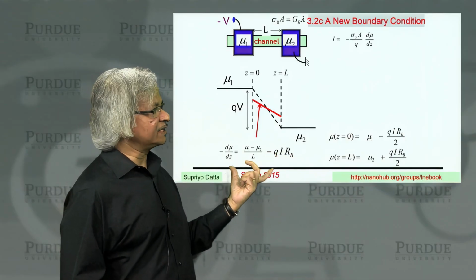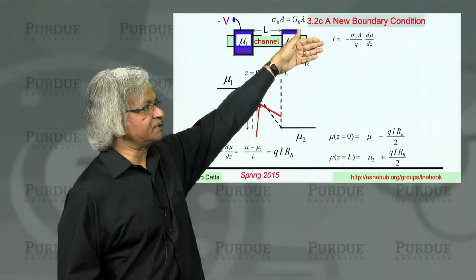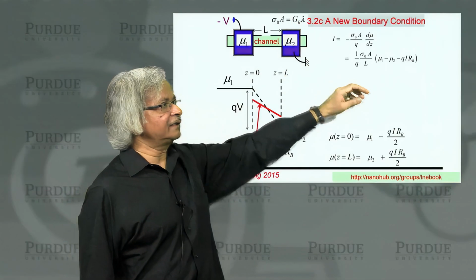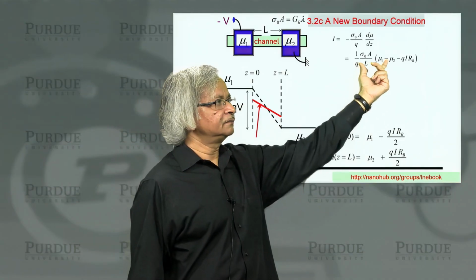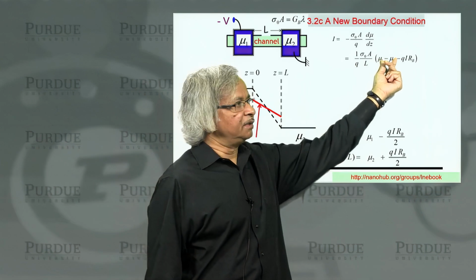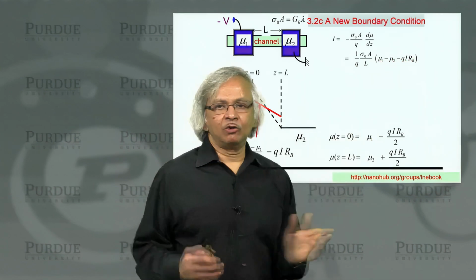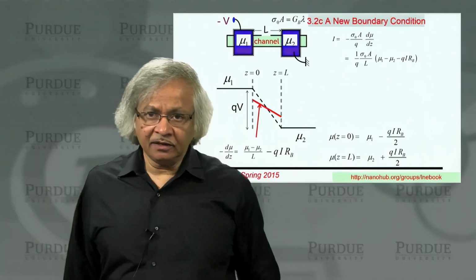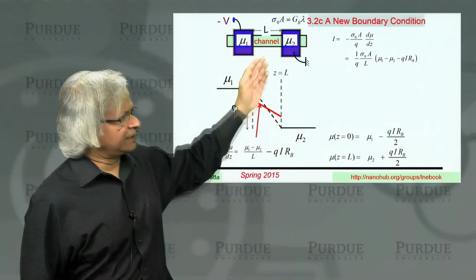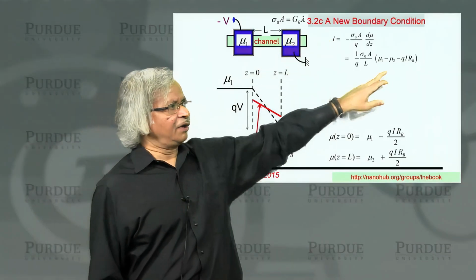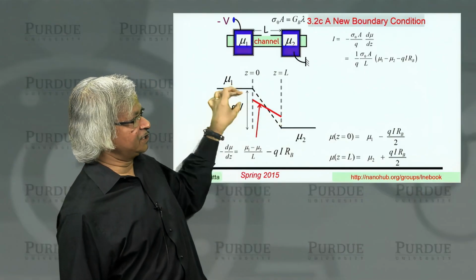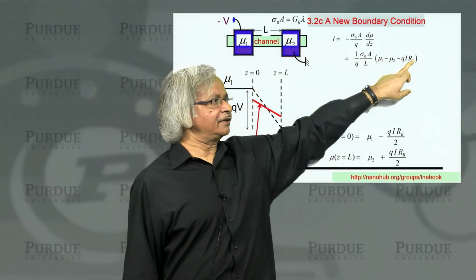So what I can do next is take this and substitute it back into our current equation. So when I put that in, I get what I had before, but in addition, it's not just mu1 minus mu2, but mu1 minus mu2 minus this QIRB, RB being the ballistic resistance. So now you see, we are trying to calculate current. I got current on this side, but I also have a current on the other side, because, of course, these discontinuities are proportional to current. That's why we have that on this side.